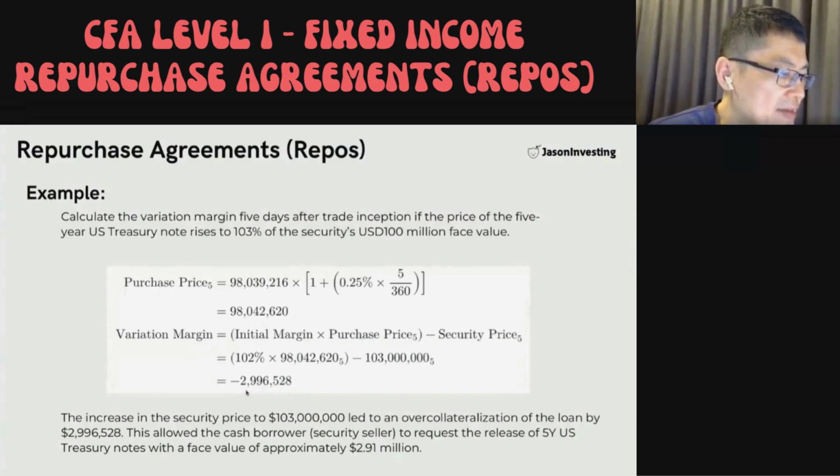And in this case, it's a negative value of about minus $3 million. Because the increase in the security price led to an over-collateralization of the loan by $3 million-ish. So this means that the lender will have to return approximately $3 million. There's a bit of a typo here, it should be 2.99.